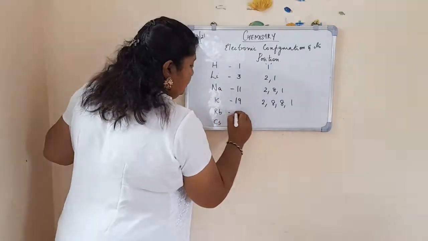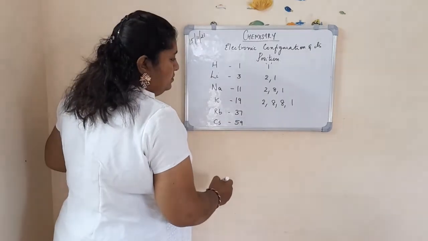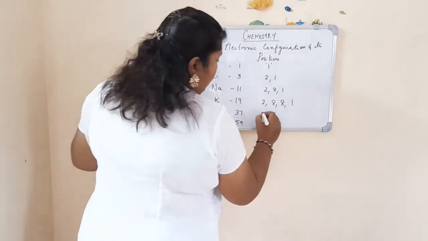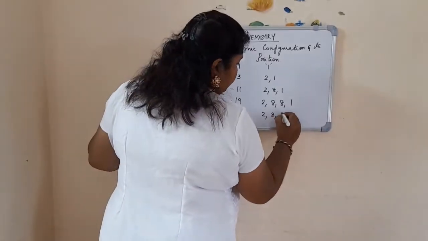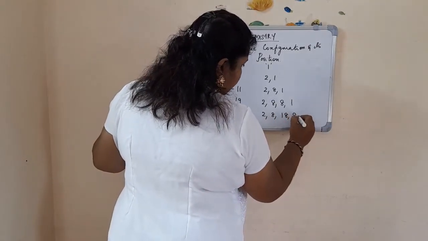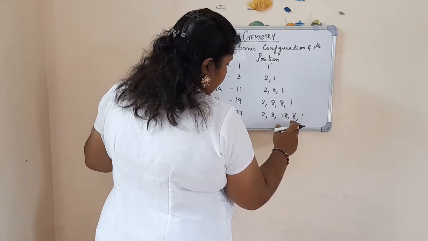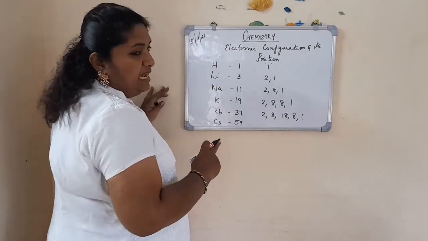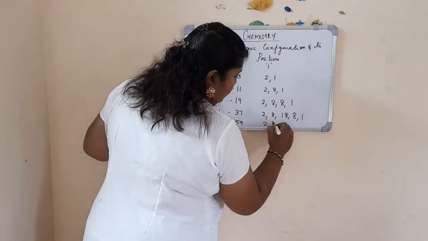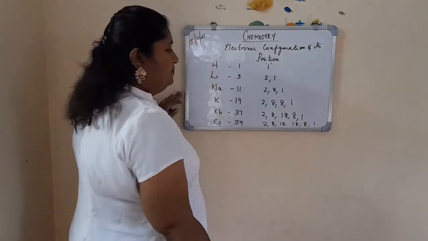Next are 37 and 55. When we write the electronic configuration of these elements, you can see it as 2, 8, 18, 8 and 1. Then comes 55, that is 2, 8, 18, 18, 8 and 1.